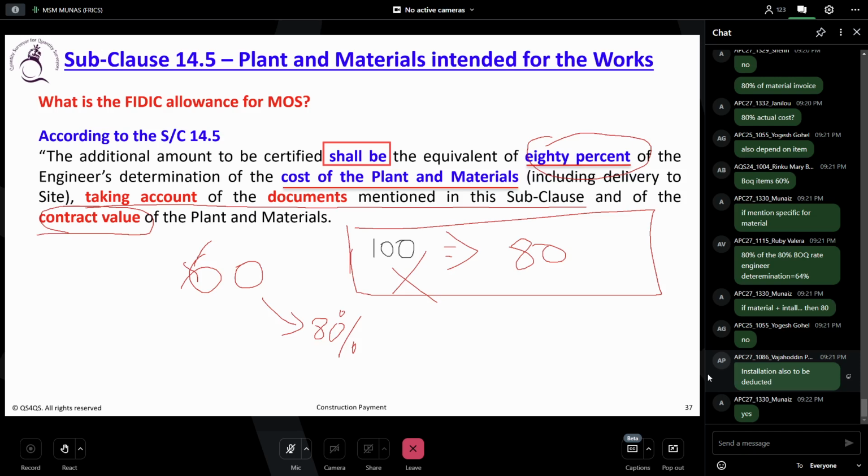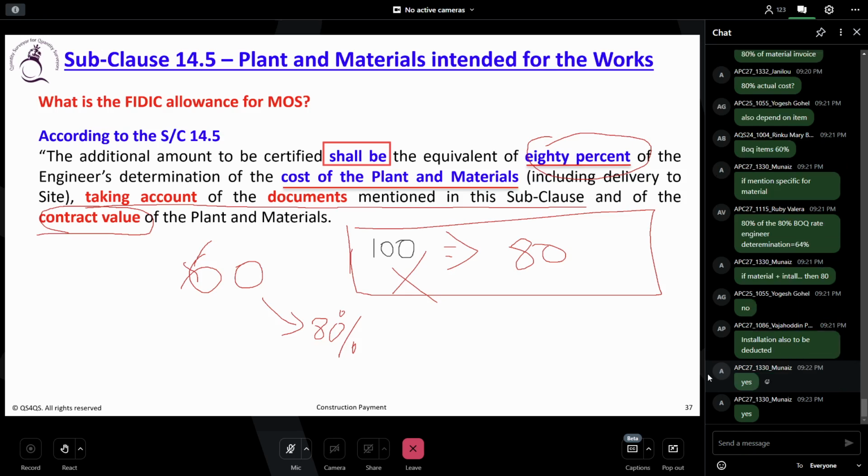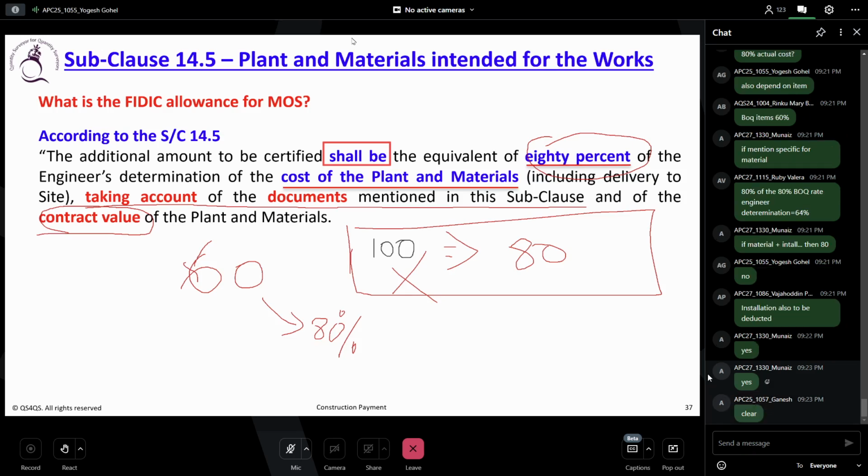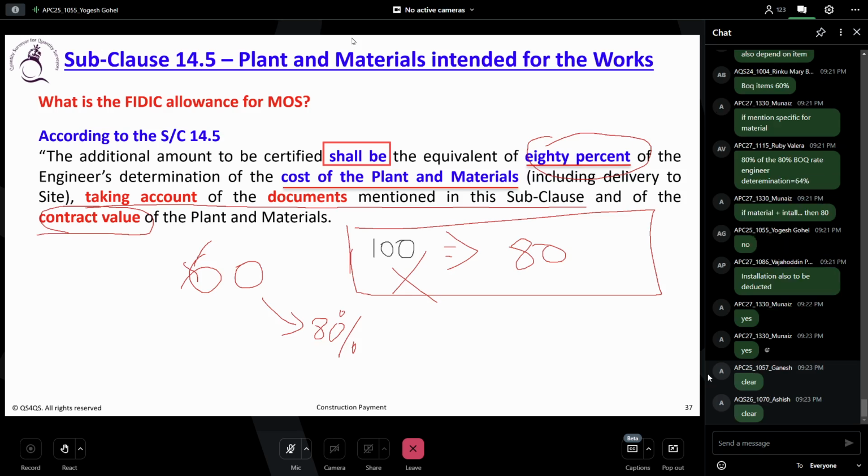Is it clear? Does anybody have any questions? Yes or no? Clear. Or we can mutually agree some percentage breakdown, a rate breakdown, and based on that we can pay. If you are having the MOS, that means 14.5 is applicable in your contract. Check the list, and against the list we ask for the breakdown of the item. That's it.